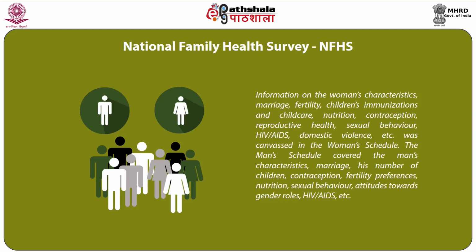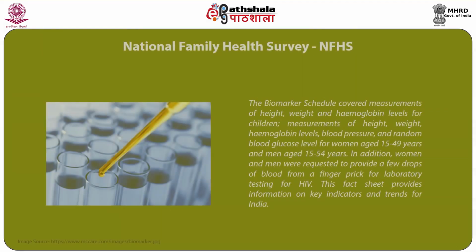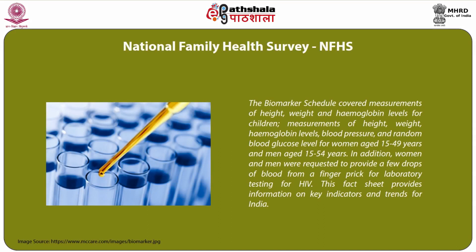Information on women's characteristics, marriage, fertility, children's immunization, child care, nutrition, contraception, reproductive health, sexual behavior, HIV/AIDS, domestic violence, and other important issues were canvassed in the women's schedule. The men's schedule mainly covered the man's characteristics, marriage, his number of children, contraception, fertility preferences, nutrition, sexual behavior, attitudes towards gender roles, HIV/AIDS, and other important issues. The biomarker schedule covered measurements of height, weight, and hemoglobin levels for children, and measurements of height, weight, hemoglobin levels, blood pressure, and random blood glucose level for women aged 15 to 49 years and men aged 15 to 54 years.